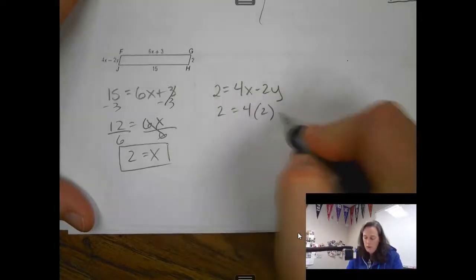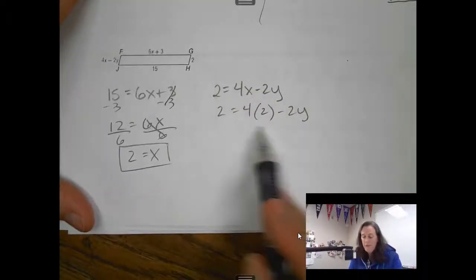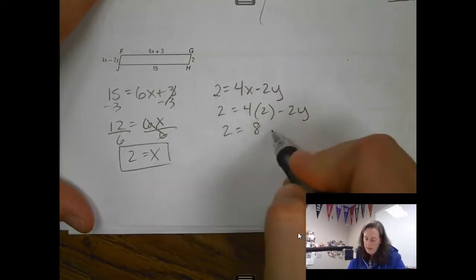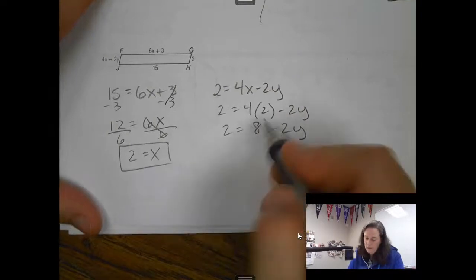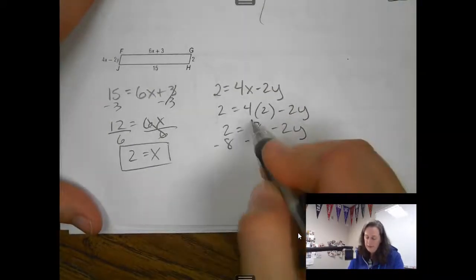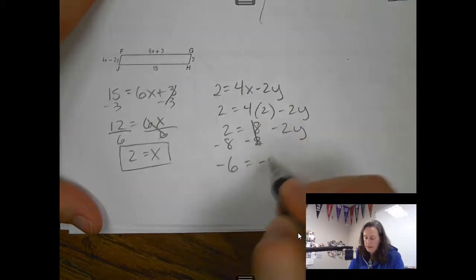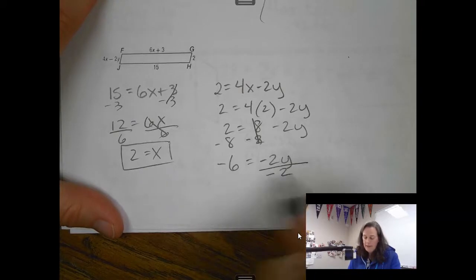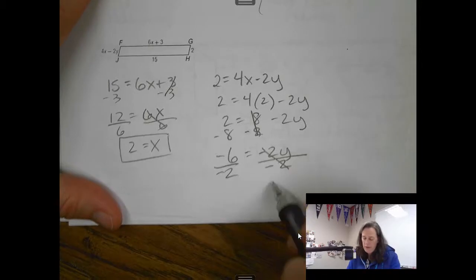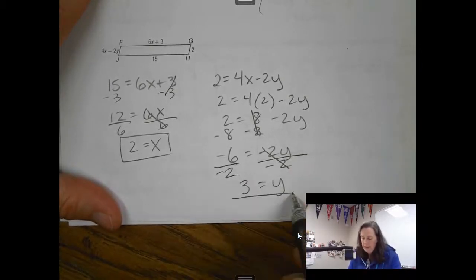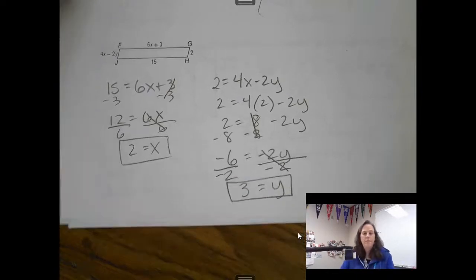Now I know that, so put it up here. 4 times 2 minus 2y. So now we have an equation with just y, no other variable. 2 equals 8 minus 2y. Subtract 8. Negative 6 equals negative 2y. And I'm going to divide by negative 2 because I want to know what y is, not negative y. And y is equal to negative 6 divided by negative 2, which is positive 3.